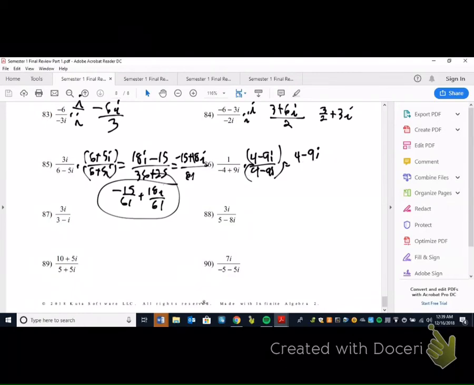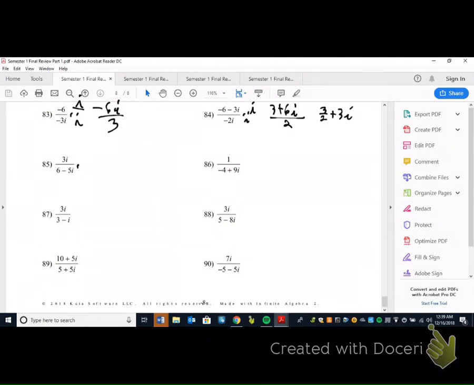Okay, so now 83, 84, pretty much the same. 85 on, we need to multiply by the conjugate of the denominator. The conjugate is the opposite of it. So here we have 6 minus 5i, so we're going to multiply by 6 plus 5i. That's the conjugate.